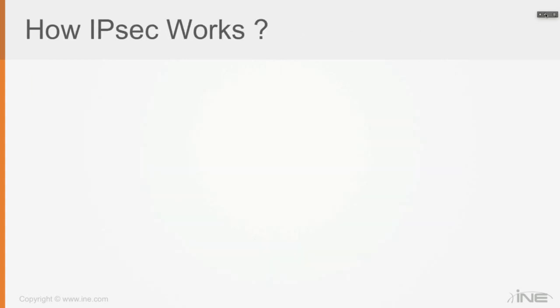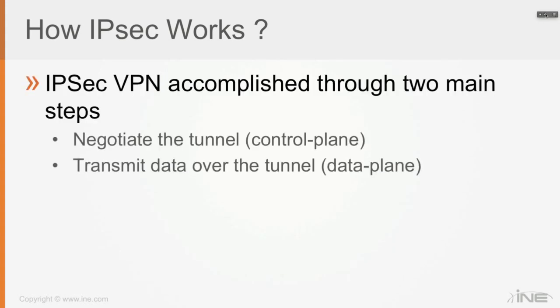Now, how do IPsec VPNs work? Fundamentally, an IPsec VPN is built in two main steps. Step number one, which is of course the biggest and most important one, is to actually negotiate a tunnel. So bring up the IPsec VPN tunnel, which is the control plane part. And once the negotiation is successful, then we're able to securely transmit data over the IPsec tunnel. That's the data plane part of the IPsec VPN being built.